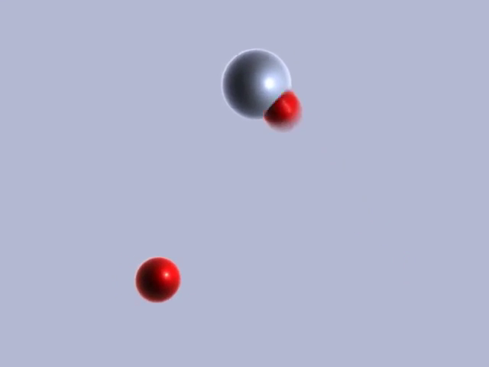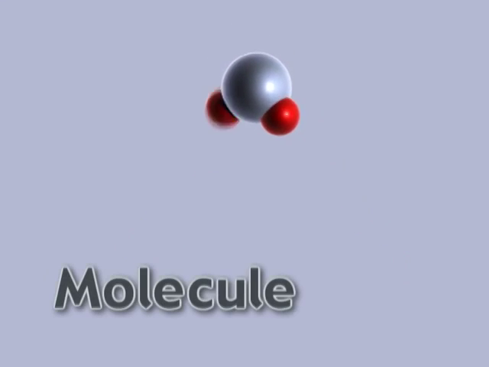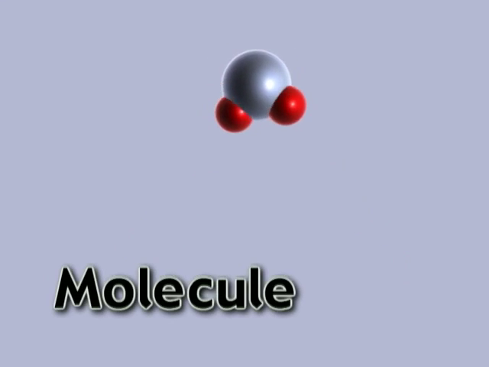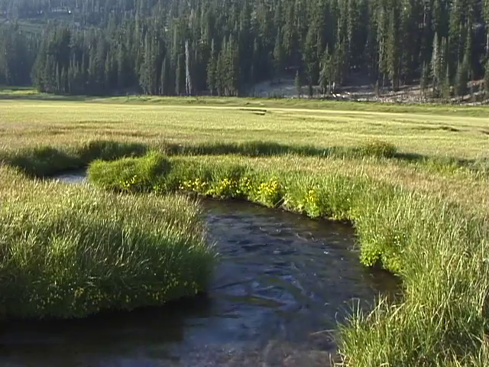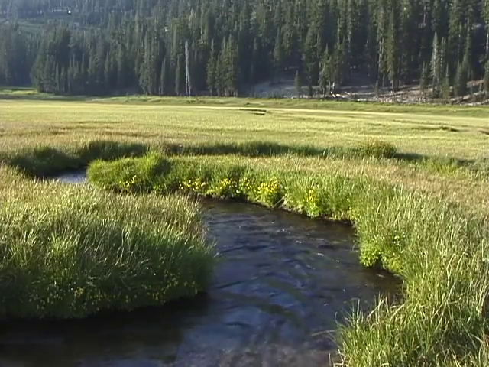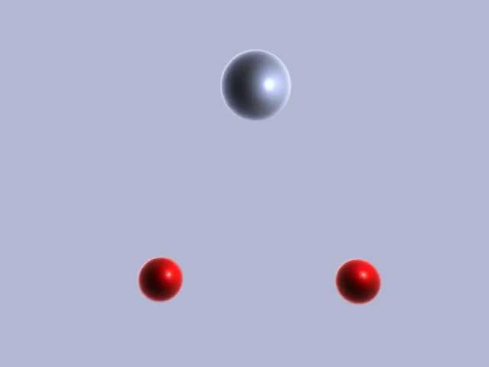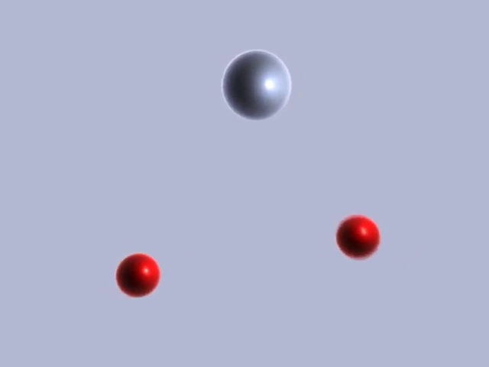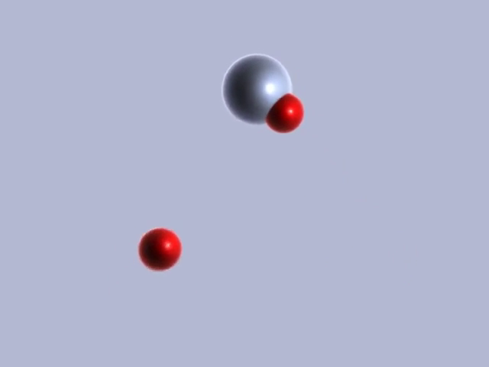In nature, it's very common for atoms to combine to form molecules. The water in this stream, for example, is made up of molecules of water. A molecule of water, for instance, consists of the combination of one oxygen atom and two hydrogen atoms.